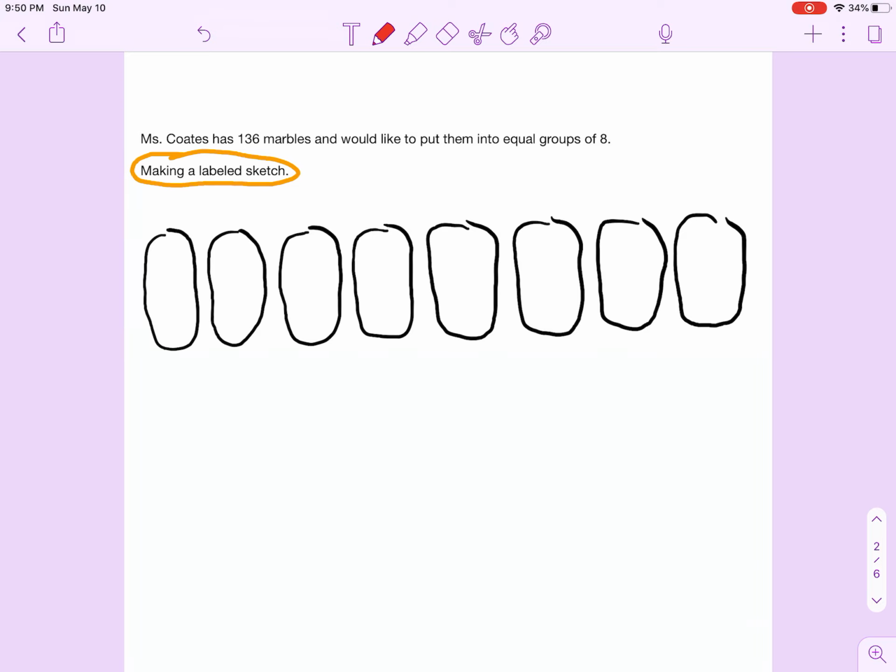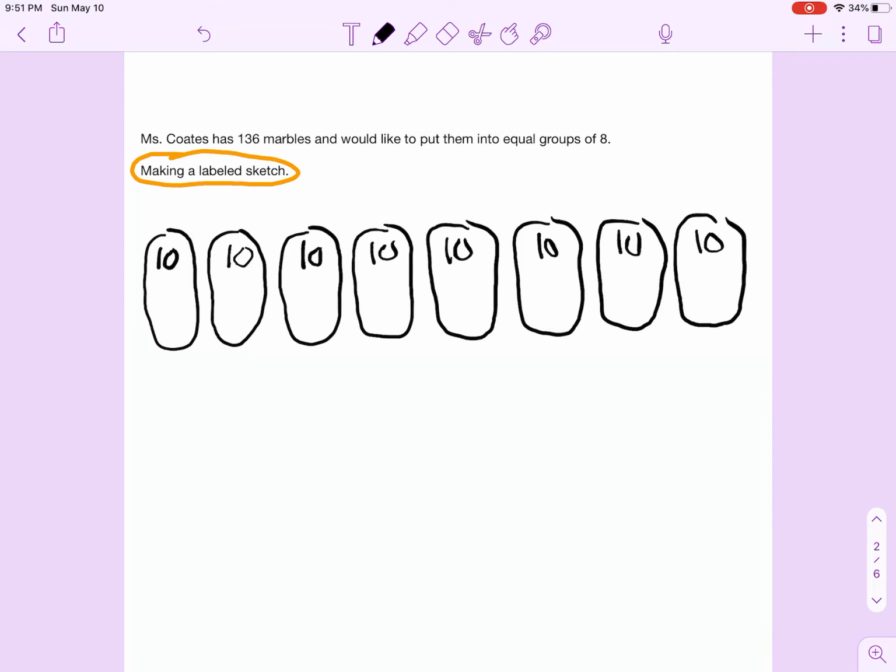And I'm going to begin, again, using maybe a little bit more efficient learning. Instead of just taking one marble at a time and putting them into each of these circled areas in my labeled sketch, let's take 10 marbles, and I'm going to put those 10 marbles into each of my groups. It's 20, 30, 40, 50, 60, 70, 80. Well, 80 is still quite a ways from 136.